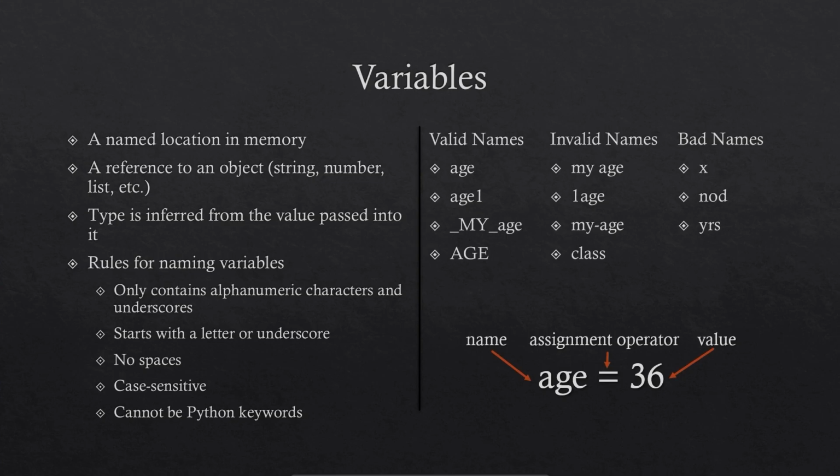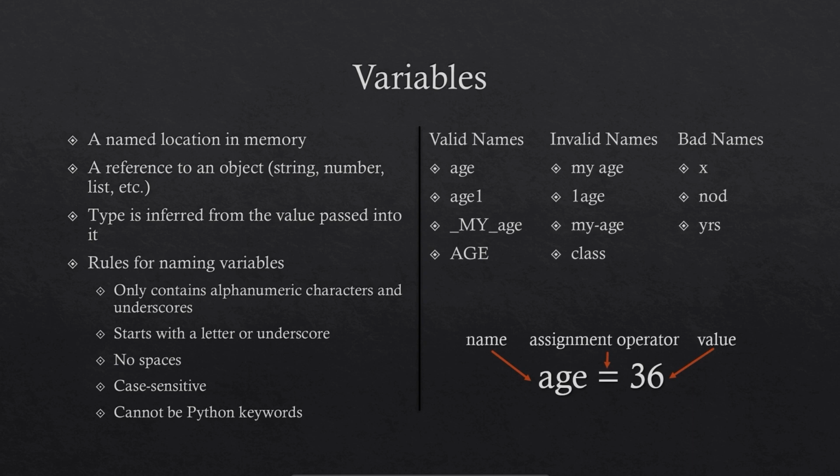In this video, we're going to talk about variables in Python, what they are, how to create them, and how to use them. Variables are a named location in memory. Basically, you assign a value to a variable and you use that name to access that location in memory to retrieve that value. A variable is a reference to an object. It's not the object itself, it's just a reference.